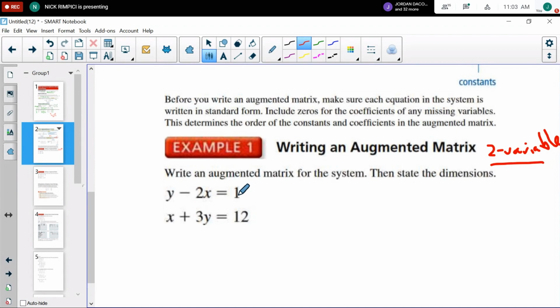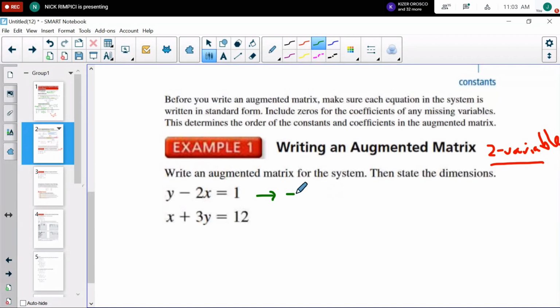Somebody want to tell me what's wrong with the top equation? Something's wrong with it. The Y is coming before the X. The Y is coming before the X. Can you help me rewrite this? How should it look?